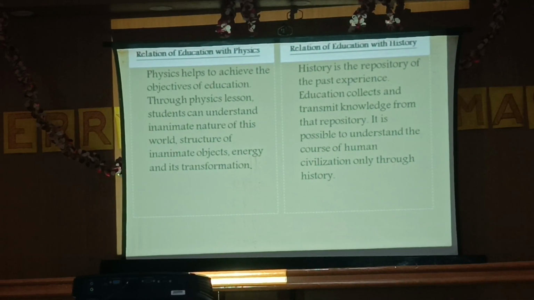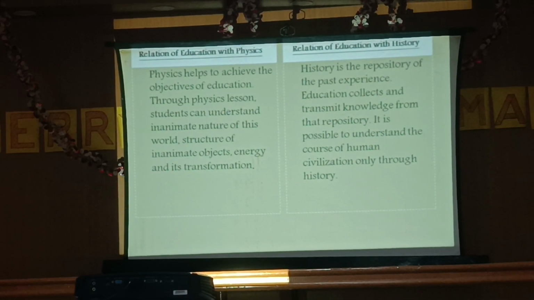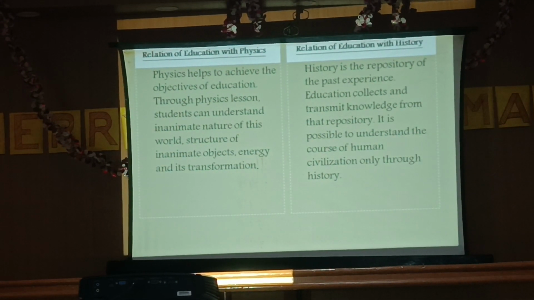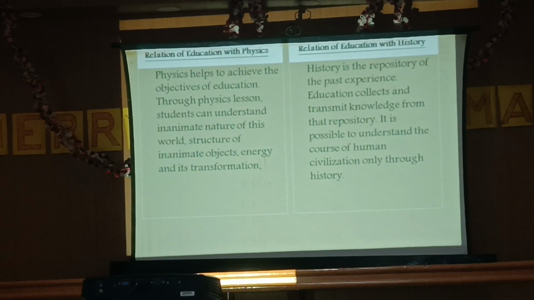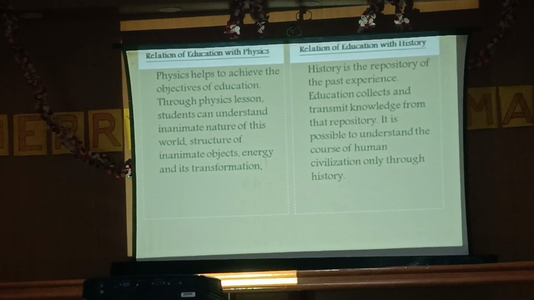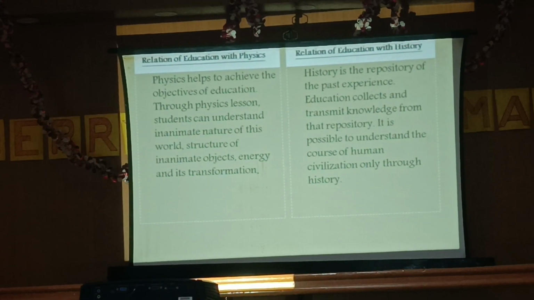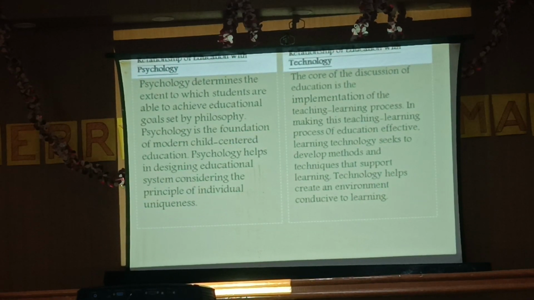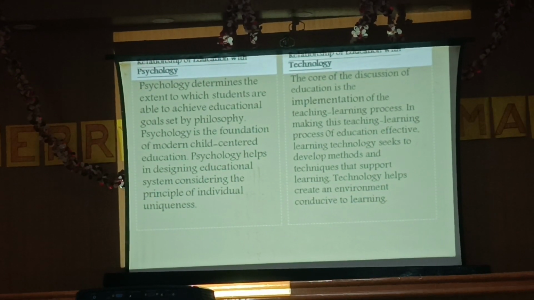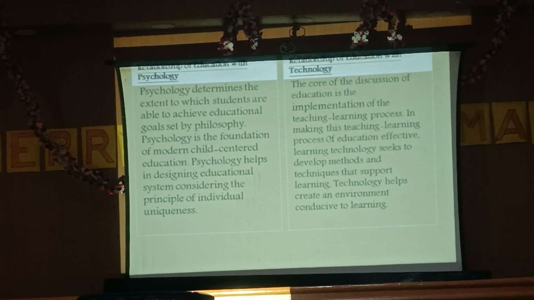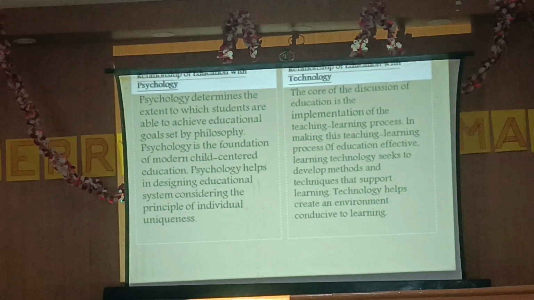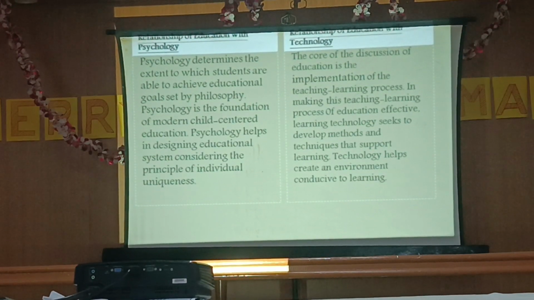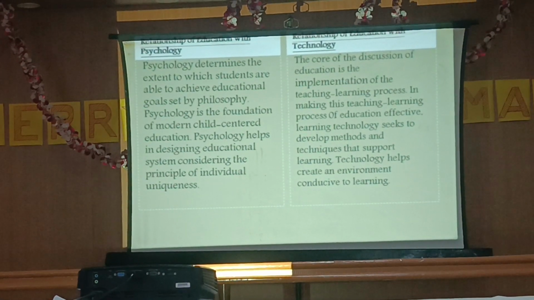And then the relationship of education with history. As history is the storehouse of historical knowledge, for understanding human civilization we can only take help from history, and the knowledge of history helps us to understand the historical events that happened. Next is the relationship of education with psychology. Psychology is the most important part of education. In our B.Ed curriculum also we learn about some psychological portions like cognitive development and psychosexual development in a child that are very important parts of psychology.